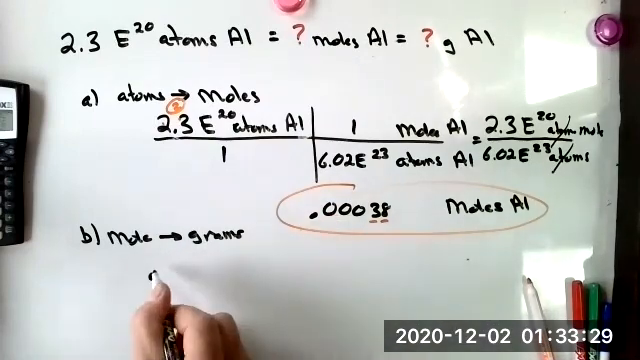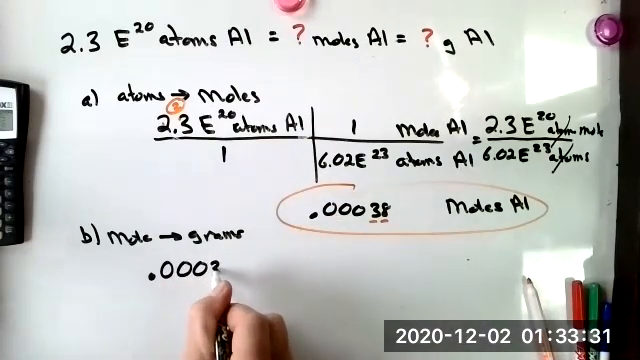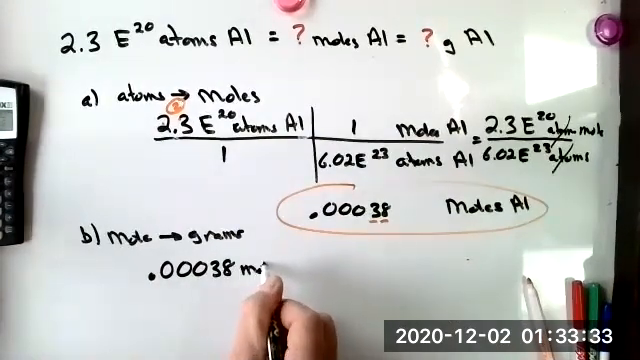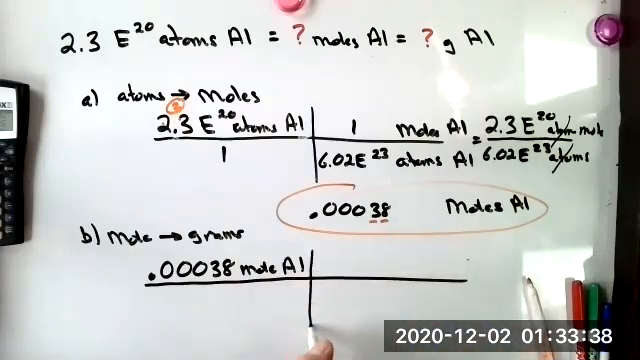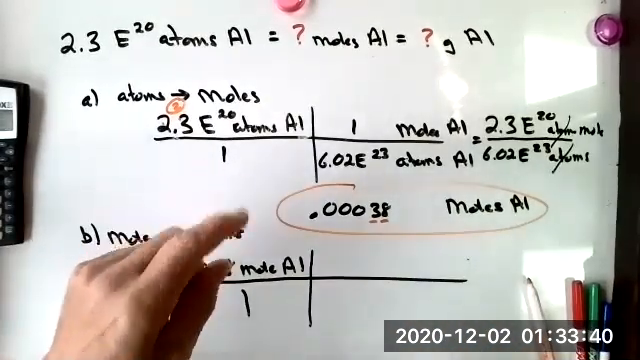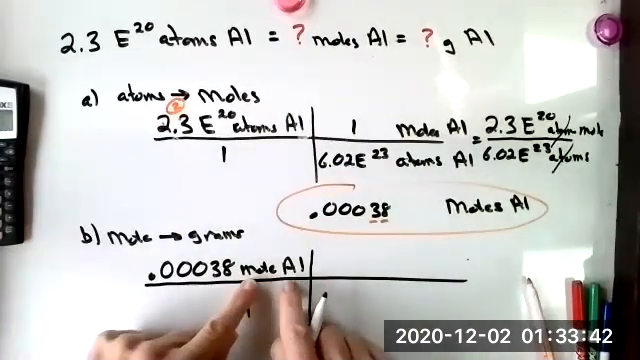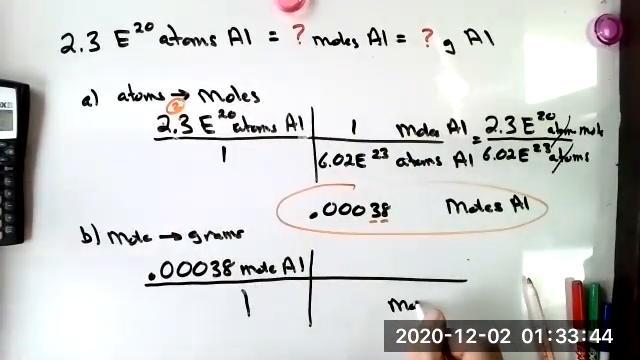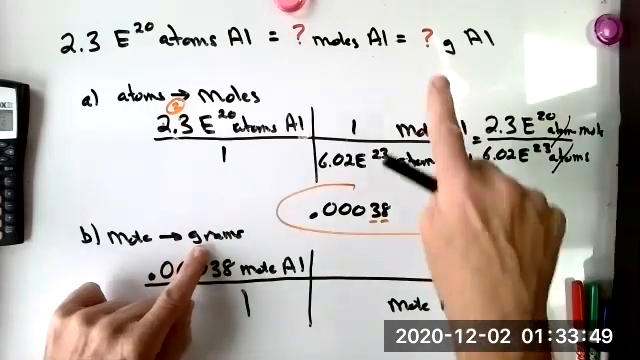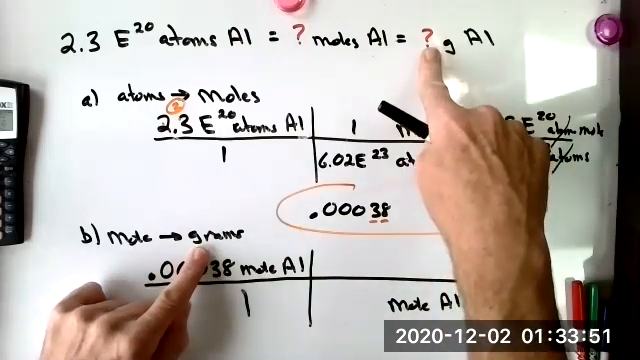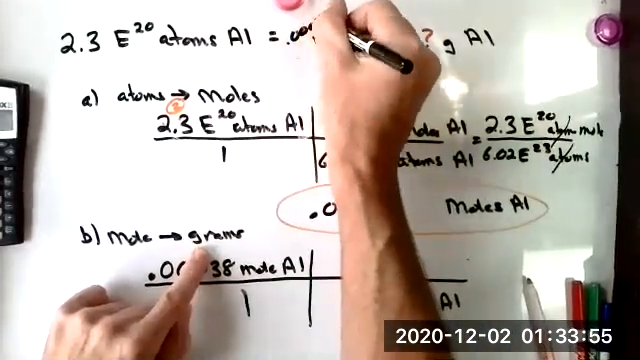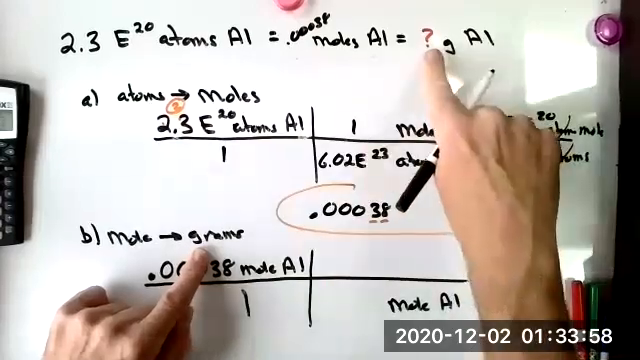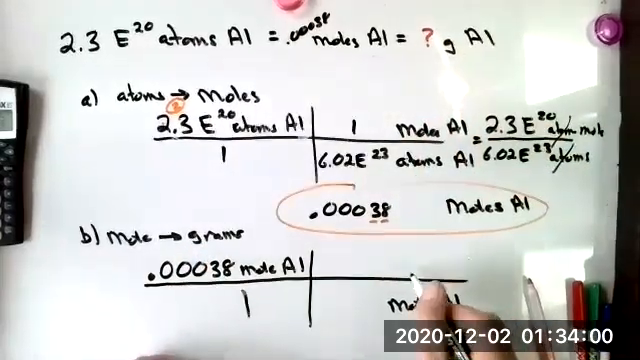I'm going to grab this and build a bridge with that. And here comes my bridge. That's step 1. Step 2 of the bridge: I'm going to copy this down here. What do I want? I want my grams. Because now I know this was 0.00038. I want my grams, and so I'm going to put grams on top.